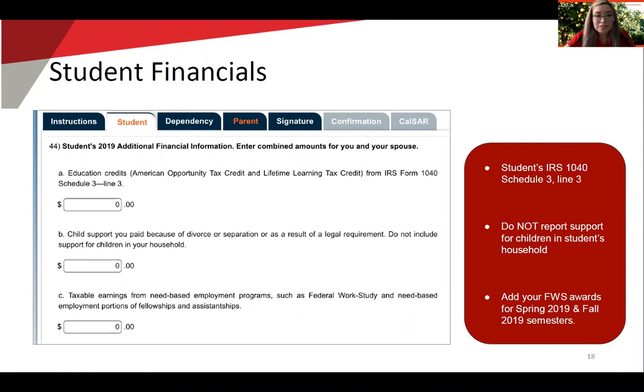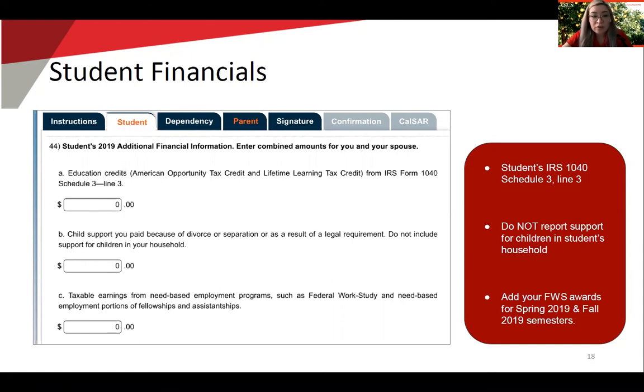The next question is going to ask about child support you paid because of a divorce or separation. Now, one thing to keep in mind is that this is referring to child support paid for any children who are not part of your household. So if that child is part of your household, then you will not be reporting the child support paid for that child.